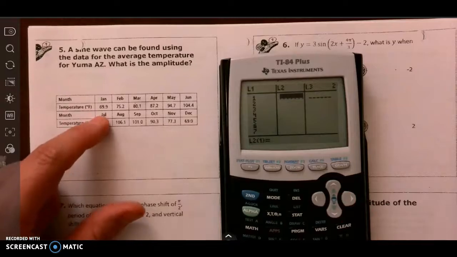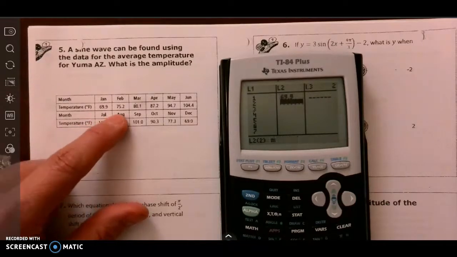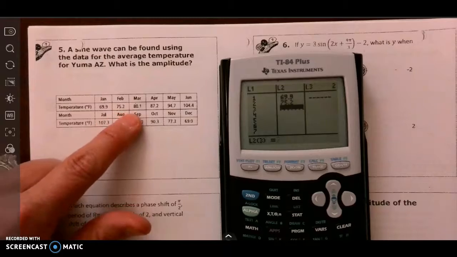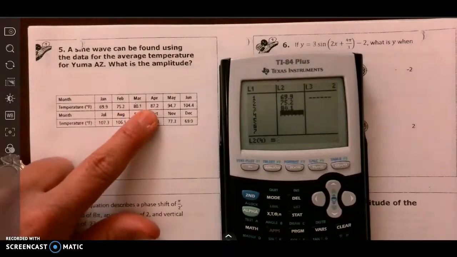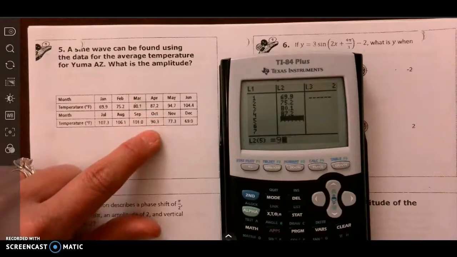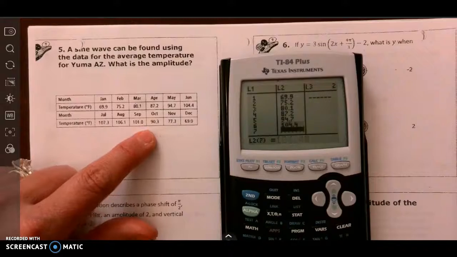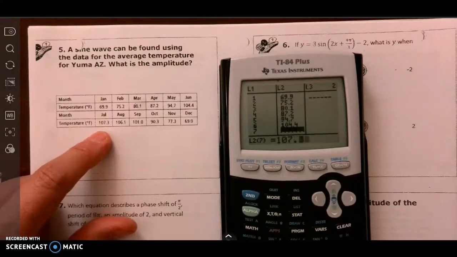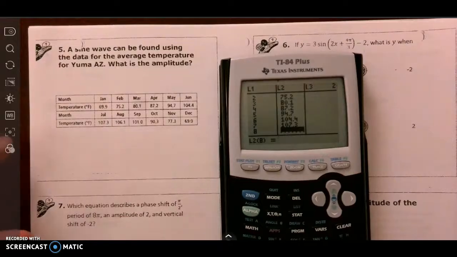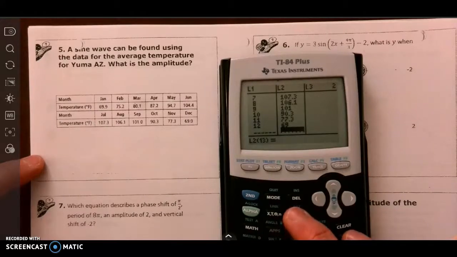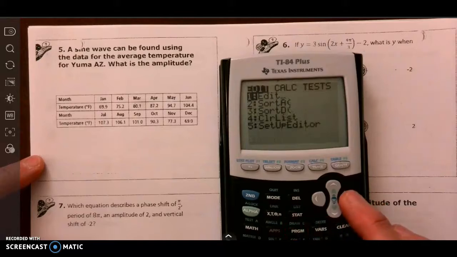Then I can enter the data 69.9, 75.2, 80.1, 87.2, 94.7, 104.4, 107.3, 106.1, 101, 90.3, 77.3, and 69. It is a sine wave, so stat and calc.